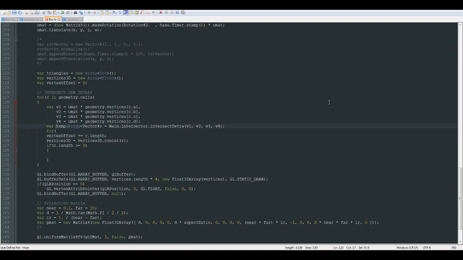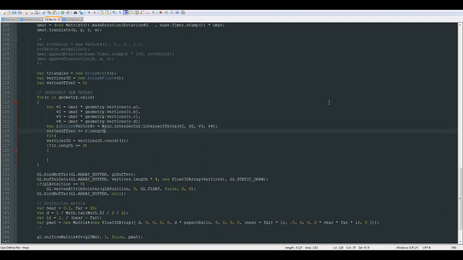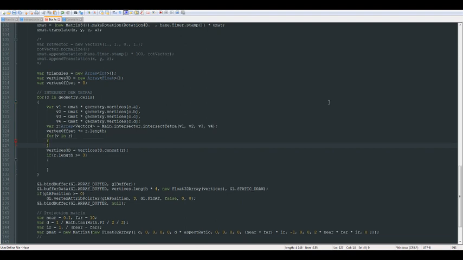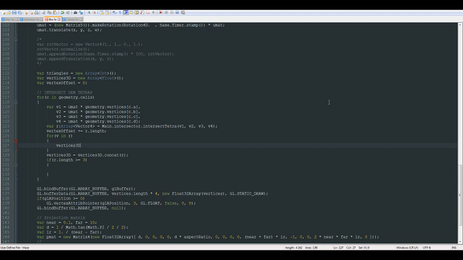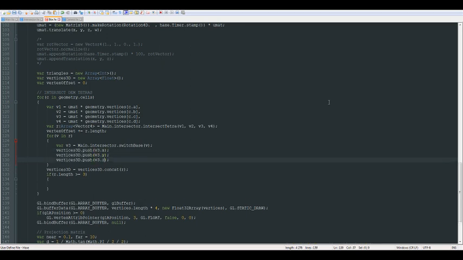Alright, so r.length is not that, it's gonna be temp. Well, it is r, so yeah. Alright, add the number of vertices and then push them for v in r. vertices3D. Oh no, because it's a float. Ah, it doesn't matter. We can still do it. Var v is a vector4, so v3 equals main.intersector.switchBase. So again, switch the thing and then push it. Easy enough. vertices3D.push v3.xyz. There you go.